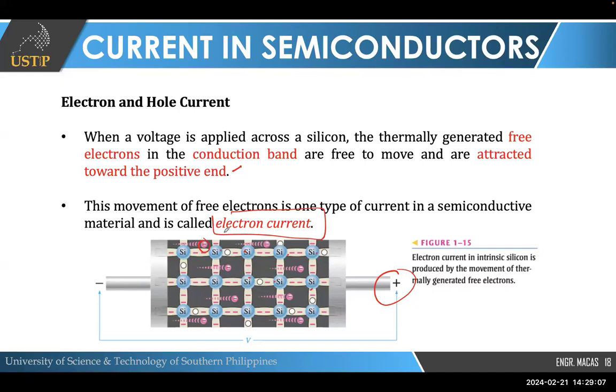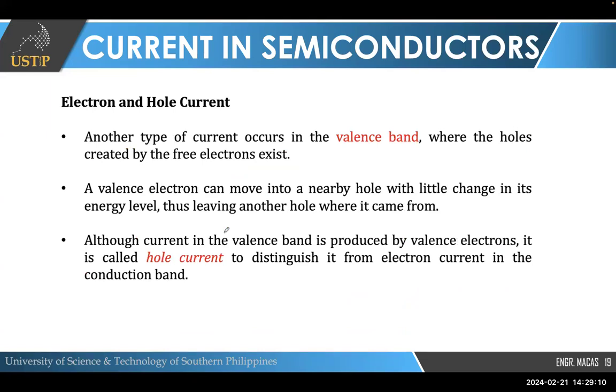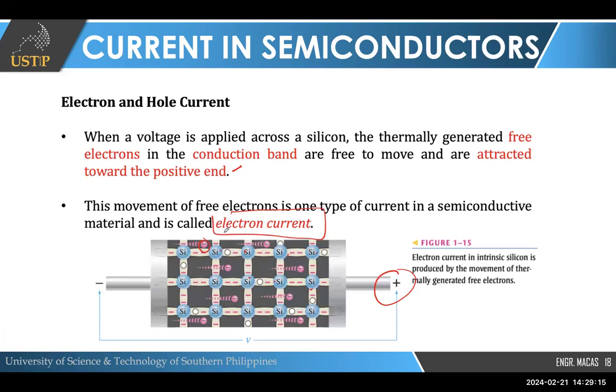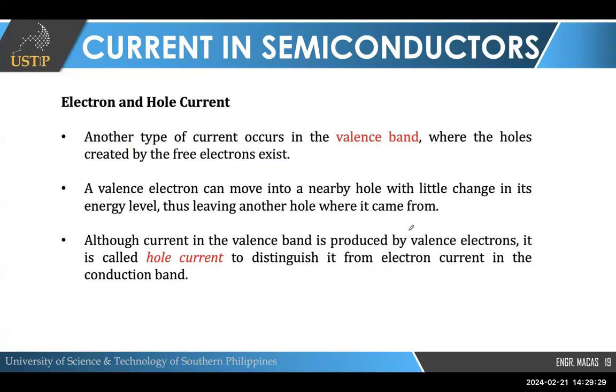All right, so that is the electron current. Now, let's go to another type of current. I want to emphasize that this electron current happens in your conduction band, because you're already applying voltage and there's already heat. For your hole current, the other current we're going to talk about, it occurs in the valence band, where the holes created by the free electrons exist.